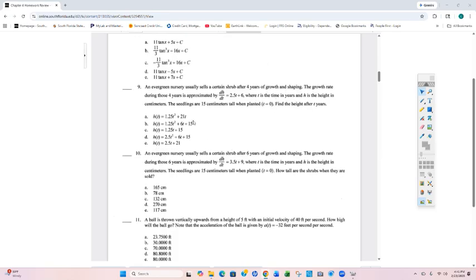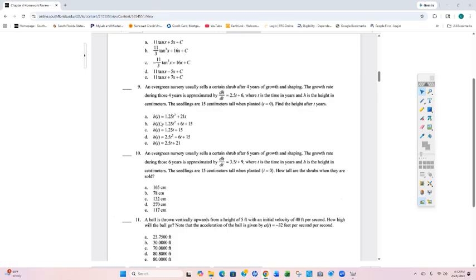Number 9, an evergreen nursery usually sells a certain shrub after 4 years of growth and shaping. The growth rate during those 4 years is approximated by dH/dt equals 2.5t plus 6, where t is the time in years and H is the height in centimeters. The seedlings are 15 centimeters tall when planted, which is t equals 0. Find the height after t years.